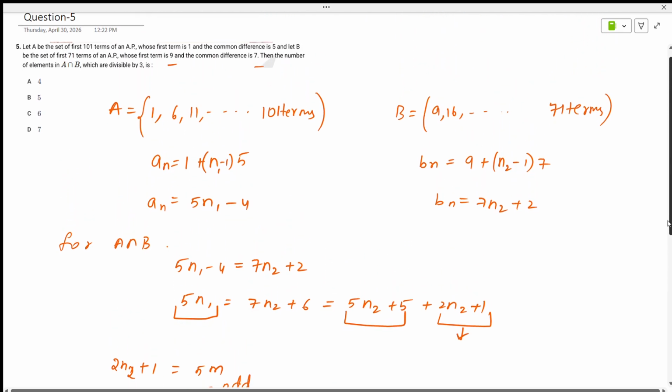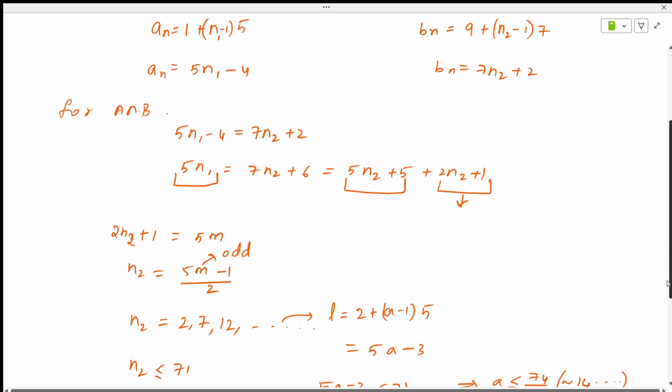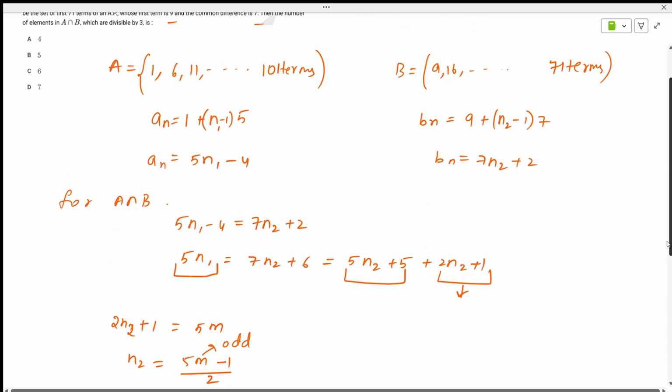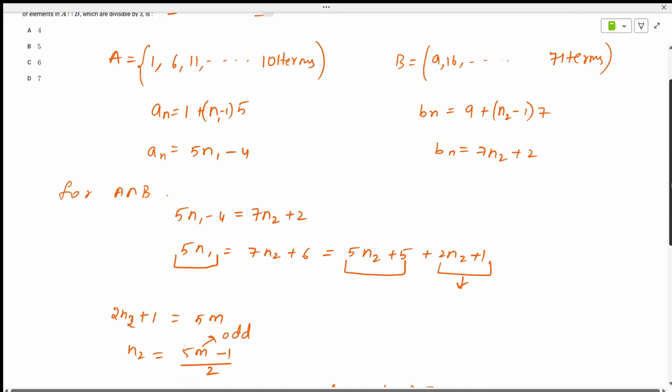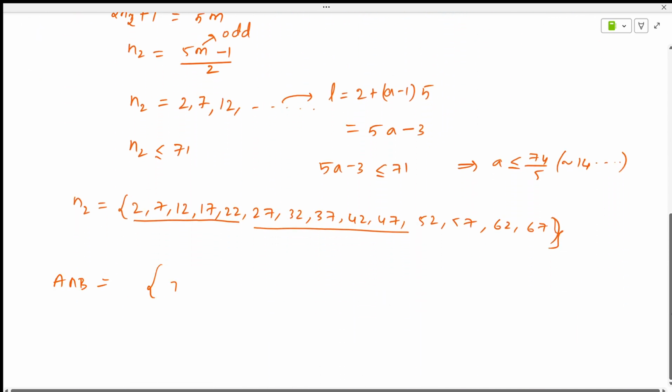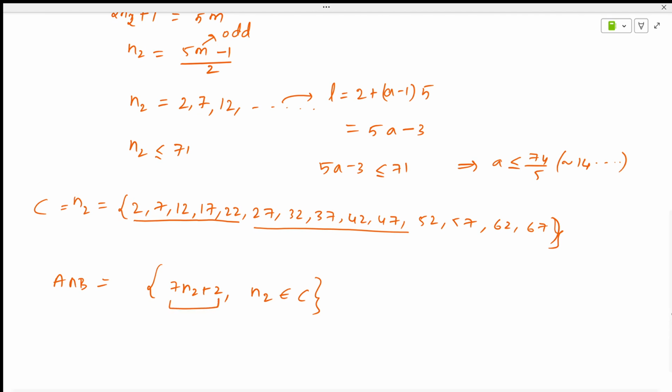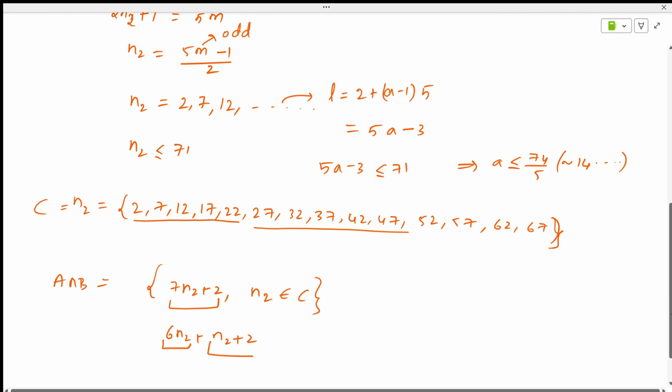So we know that there are 14 elements in A intersection B, but they should be divisible by 3. So what is A intersection B? We can write it as a set where all the elements are in the form of 7n2 plus 2. But now n2 should belong to, let us call this C, so it should belong to C. This should be divisible by 3. This is already in the form of 6n2 plus n2 plus 2. The 6n2 is a multiple of 3, so n2 plus 2 should be a multiple of 3.